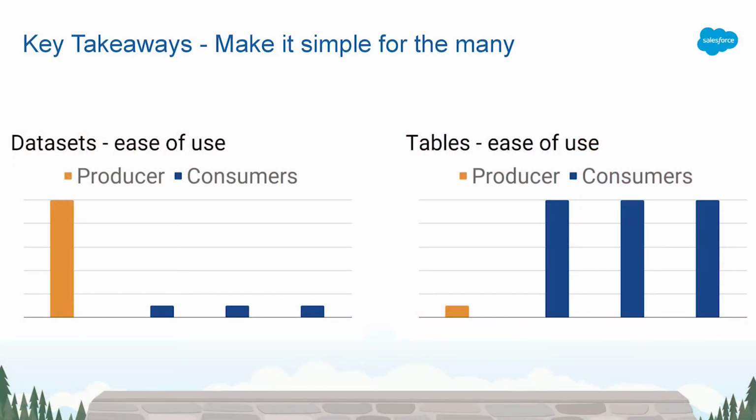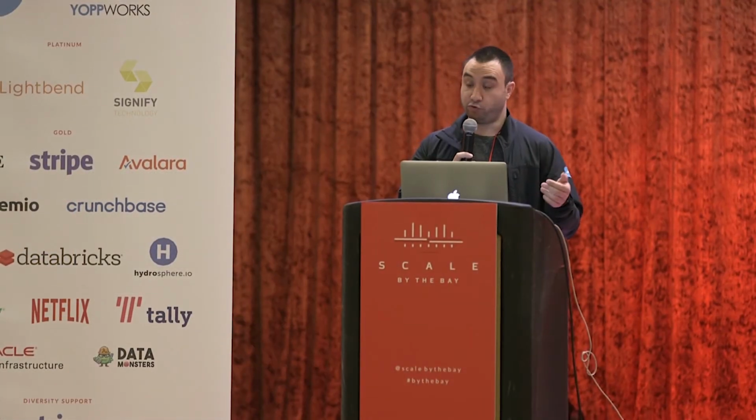So in essence, what I'm saying is datasets are very nice for data producers. You can just keep adding datasets to your lakes, that's great, but it makes life hard on all the consumers of your lake. Instead, with tables, it's a bit reversed. It's a bit tougher on the producer, but it's much, much easier for all the consumers of your lake. And since we have many more consumers in Salesforce of our lake than we have producers, we think it's a good trade-off to make. We make it simple for the many. So those are the key takeaways. Keep them in mind as we go through our journey.